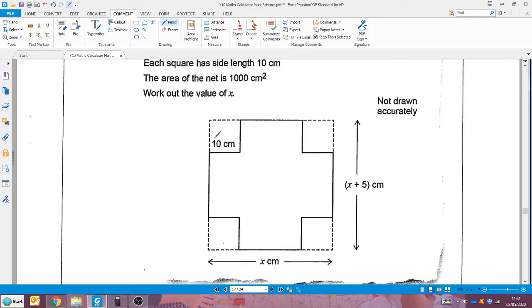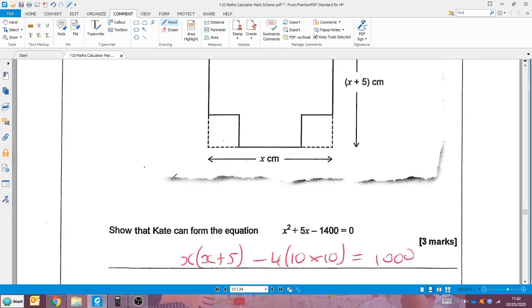And these are square cuts, and that'll be a 10 by 10, 10 by 10, 10 by 10. So I'm going to cut them out and throw them away. Like I tell you in class, verbalize. Speak what you see. I see x times x plus 5 take away 4 lots of 100. That's what I see, 100 for that, 100 for that, etc. And that's what I'm going to do.